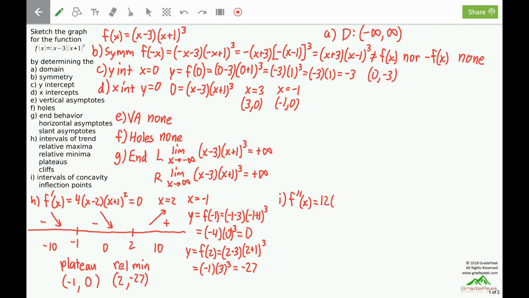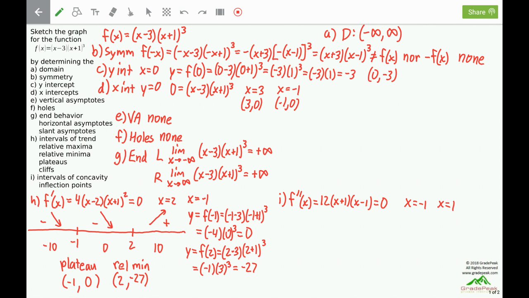So it is 12 times x plus 1 times x minus 1. Now that we have the second derivative fully factored, we can set the numerator equal to 0 and the denominator, if there is one, also equal to 0. Solve for all x's. The x plus 1 factor will give x equals negative 1. The x minus 1 factor will give x equals positive 1.